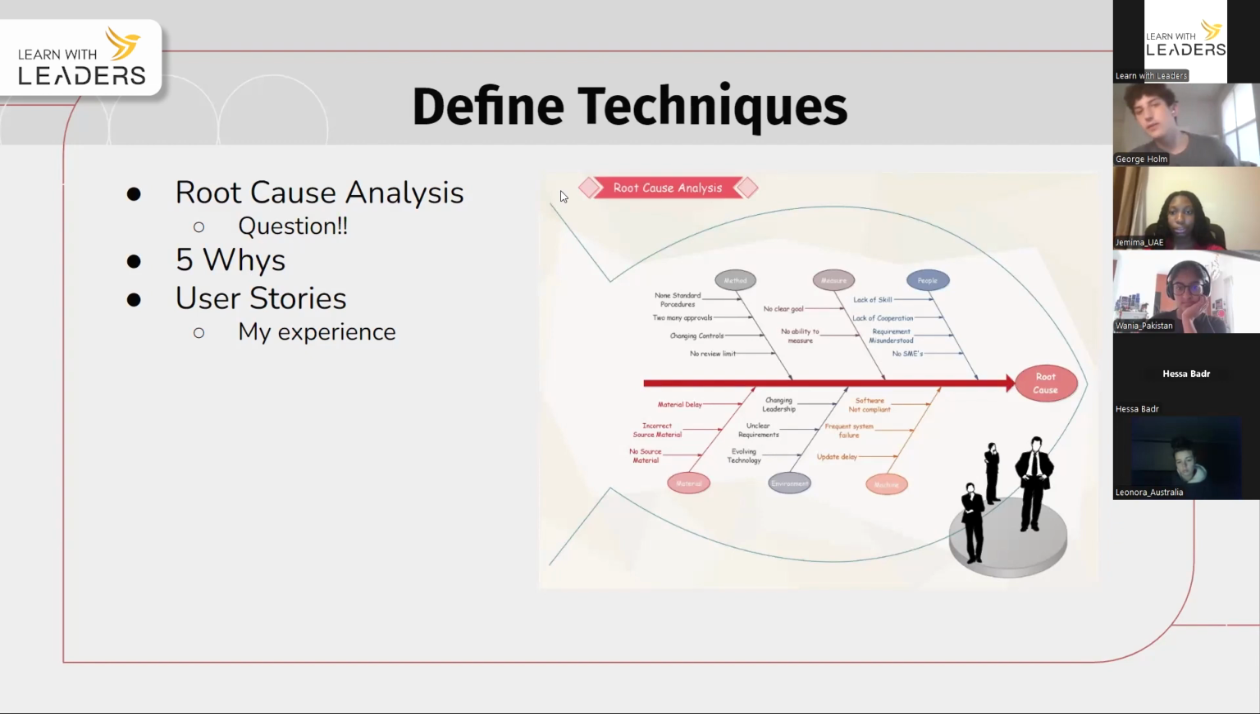So there are other ways to define the problem, and another good way is the 5 whys. You just ask why basically 5 times until you reach the root cause of the problem, in the sense that it becomes the main cornerstone of the problem.